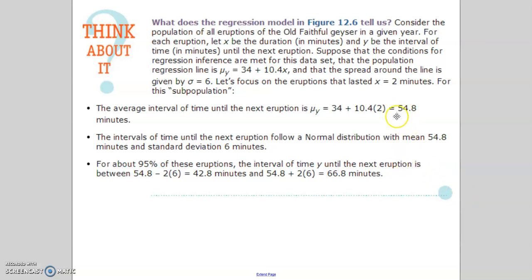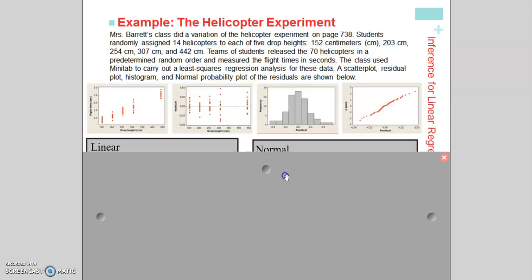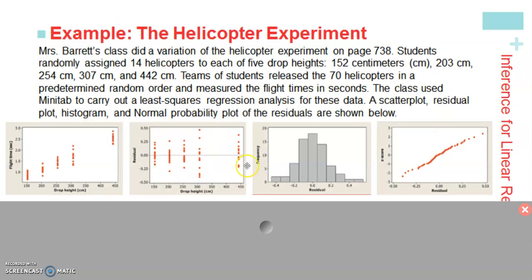All right. I'm going to move on to this example instead. So Mrs. Barrett's class did a variation of the helicopter experiment just like we did. They randomly assigned 14 helicopters to 5 different drop heights, those 5 numbers. They released 14 from each for a total of 70, and they got the following results. Here's the scatter plot, and then here would be a residual plot of their data. Here would be a histogram of the residuals, and here would be a normal probability plot there of the residuals.